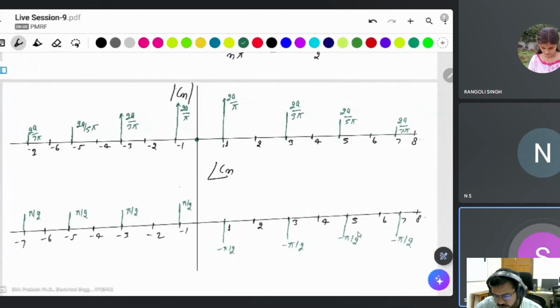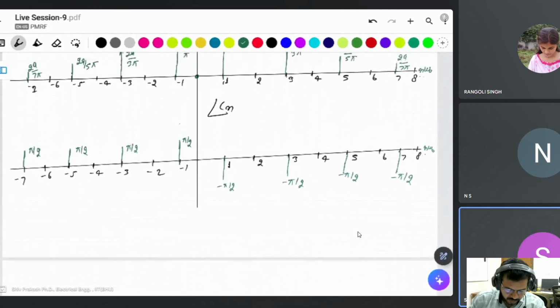We can represent this with only two plots. One is magnitude, one is phase angle. This will be plotted against n omega naught, where omega naught is constant and only n changes. N is the nth harmonic present in the signal.